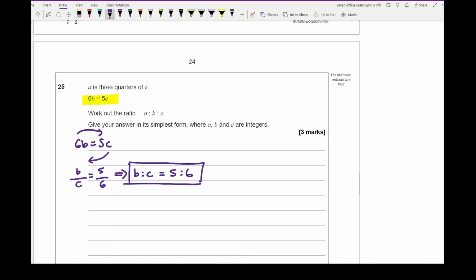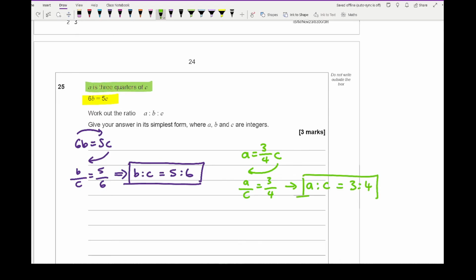Now in the first bit of information, it says that A is 3/4 of C. So A is equal to 3/4 of C, and just like we did before, we're going to put the letter over this side, so we end up with A over C equals 3 over 4. And from that, we can turn that into a ratio of A to C is equal to 3 to 4. And let's put a little box around that.